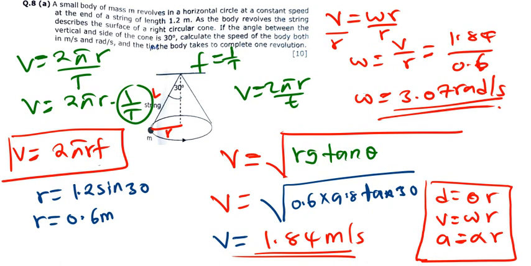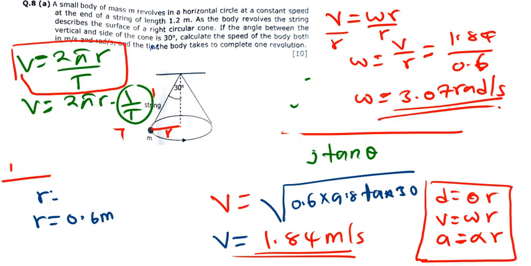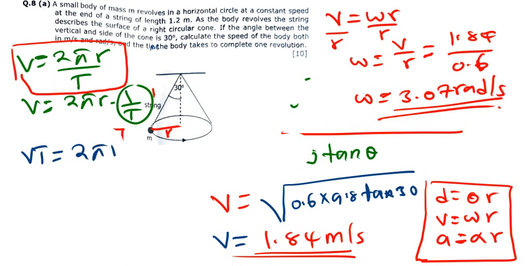The next question was the time the body takes to complete one cycle. The time it takes to complete one cycle is the period. You make T the subject of the formula here. If I cross multiply, I'll have vT equal to 2πr. Divide both sides by v. So T will be equal to 2πr divided by v.